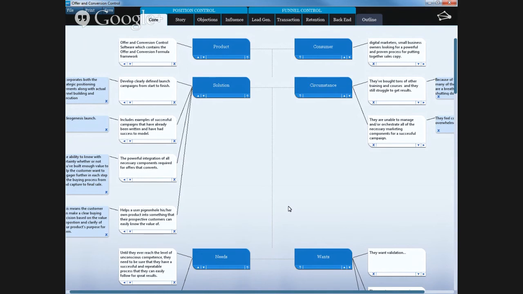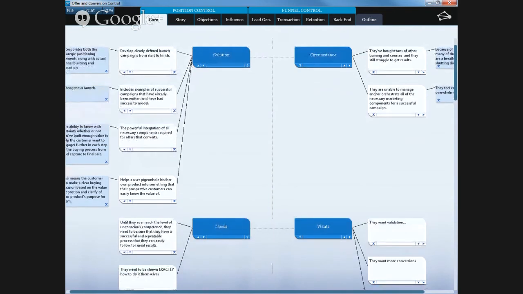Right. So again, just to use the example, for product, as we said earlier, very simple. The product itself is offer and conversion control software, which contains the offer and conversion formula framework. That's it. That's the product. And along with training, we didn't add training, but we did make notes about training and the features. The consumer: digital marketers, small business owners looking for a powerful, proven process for putting together sales copy and messaging. This is, I think, an older version of this file, Mitch. We made some changes, so I'm going from what I remember.